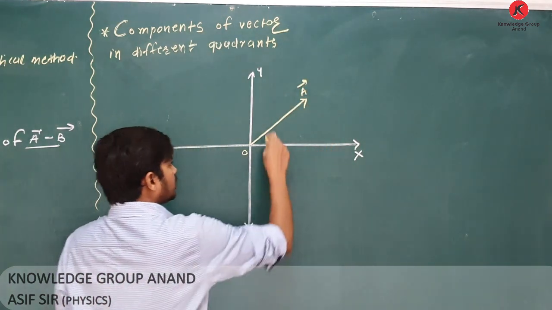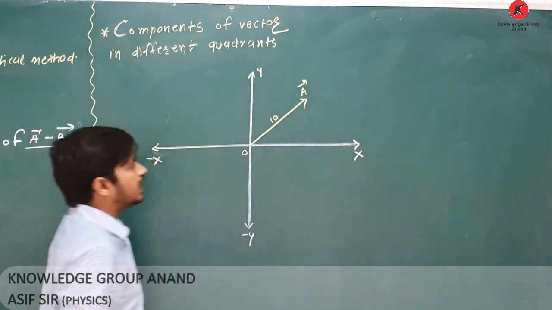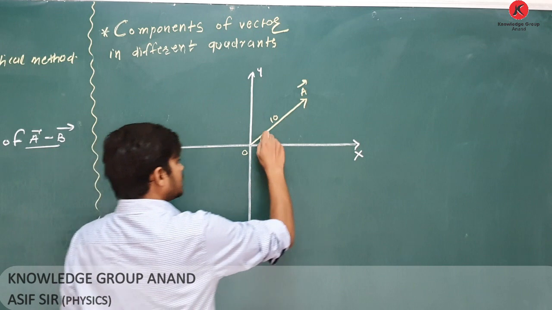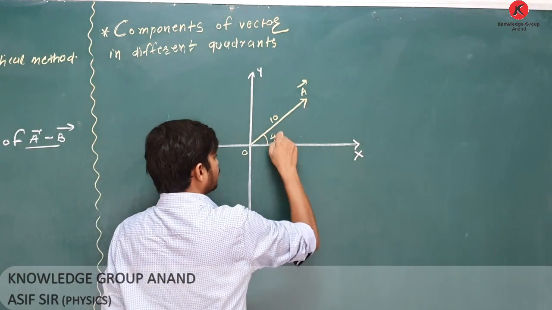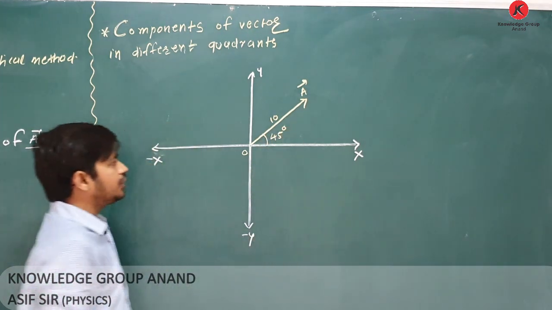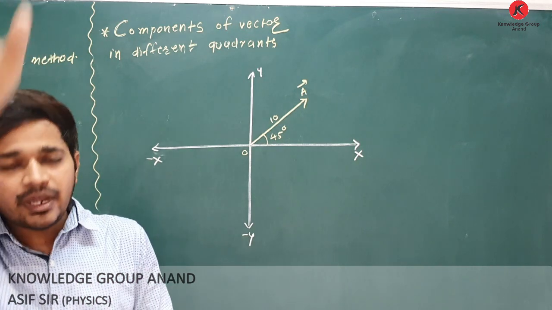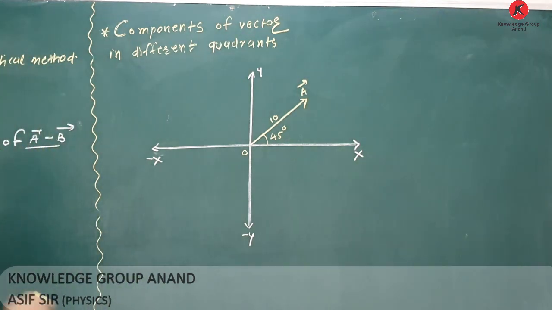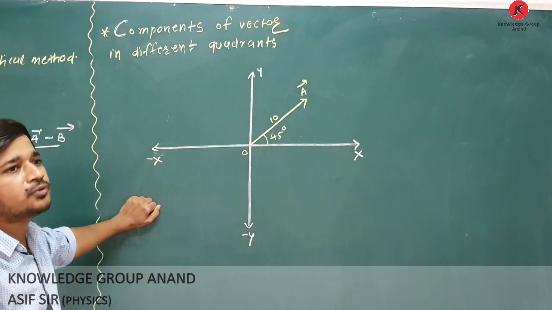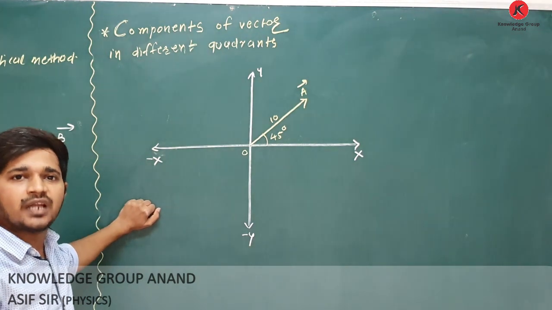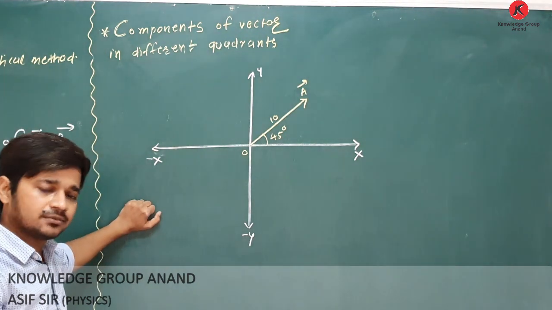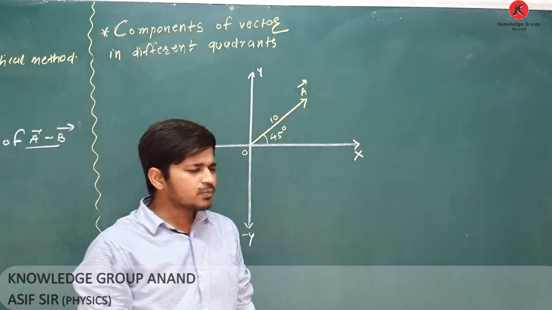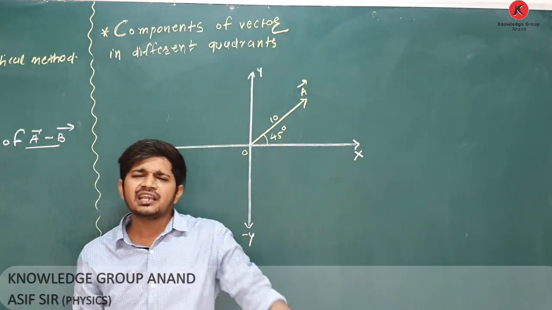Let its magnitude be 10, and it makes an angle of 45 degrees with the positive x-axis. Okay, then how to resolve this vector A into components? Yes, we know the method, but we will not follow the same method again and again.